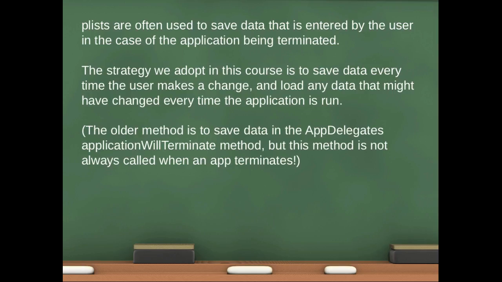So let's talk a little bit about application termination. We used to trap the lifecycle event in Objective-C in the app delegate's applicationWillTerminate method, to tell us when that application was going to terminate so that we could save our pLists. But in the modern way, my way, the way we're going to use in this course, is to save data to a plist every time the user makes a change, and to load any data that might have changed every time the application is run.